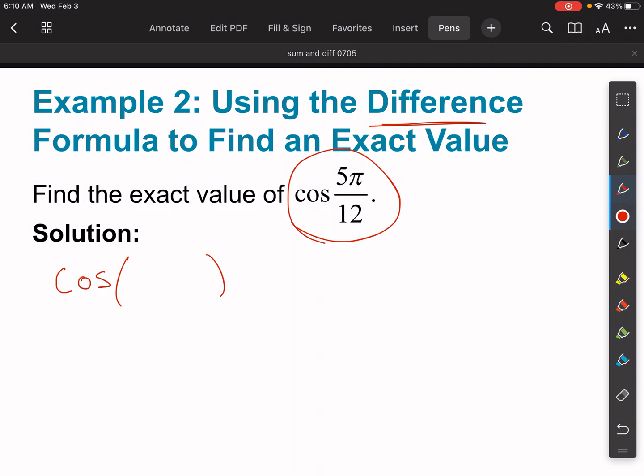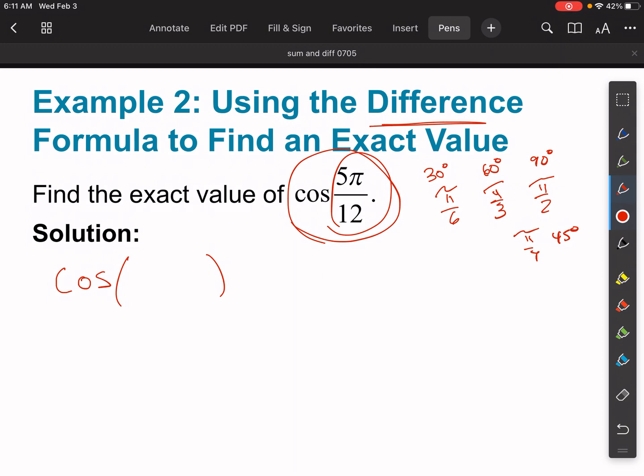We know angles for pi over 6, pi over 3, pi over 2, and pi over 4. Pi over 6 is 30 degrees, pi over 3 is 60 degrees, pi over 2 is 90 degrees, pi over 4 is 45 degrees. Can we get this into two pieces that are from those 4 examples? And I think we can.